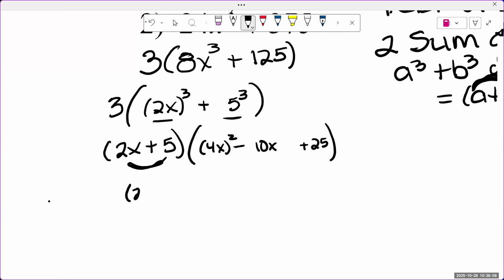So this is 2x plus 5. We're not done. This is, oh, there's a typo. I squared it and I wrote it down. Okay, sorry. Yeah, are we fixed? Okay, square the first and square the last. So this is 4x squared minus 10x plus 25.